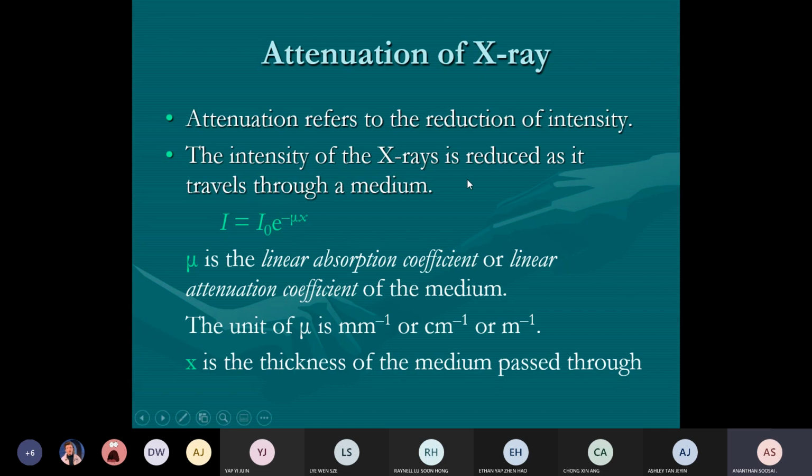Again, be careful if any calculation question asks what is the intensity after passing the thickness of X. Make sure mu and X have the same unit. Same unit means if X is in centimeter, mu must be per centimeter. But they will trick you. They have a variety of units for mu, because it depends on length: per millimeter, per centimeter, per meter. So make sure the units are the same.